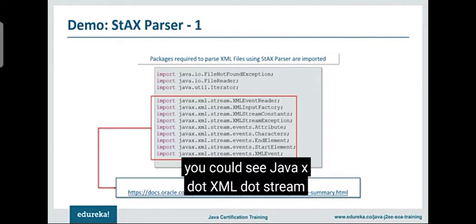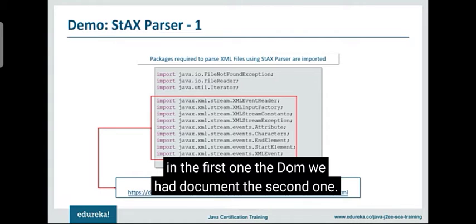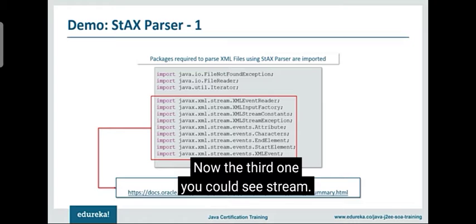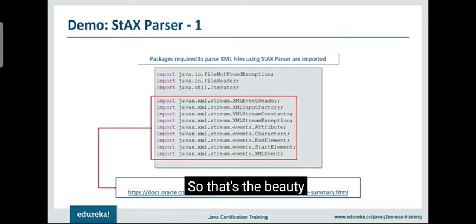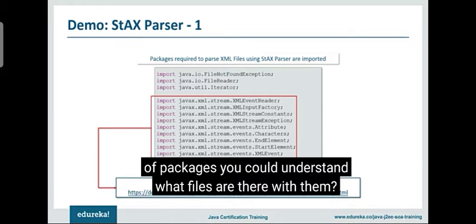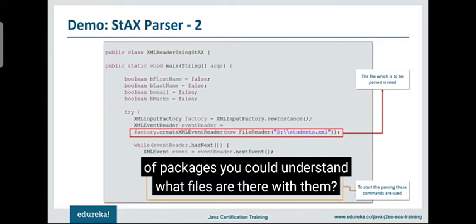Again, you could see javax.xml.stream. In the first one, the DOM, we had document. The second one, we had SAX. Now the third one, you could see stream. So that's the beauty of packages. You could understand what files are there within.